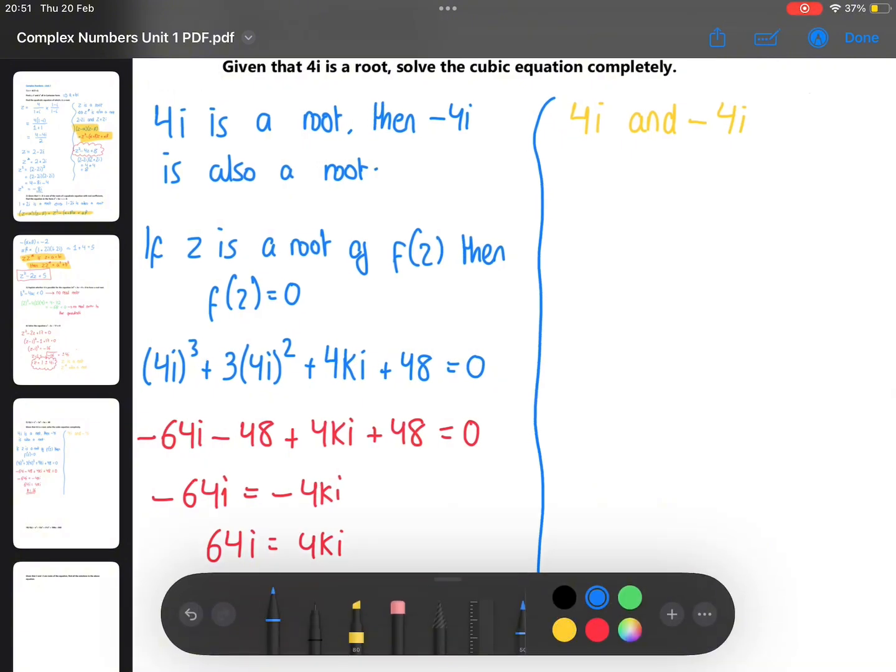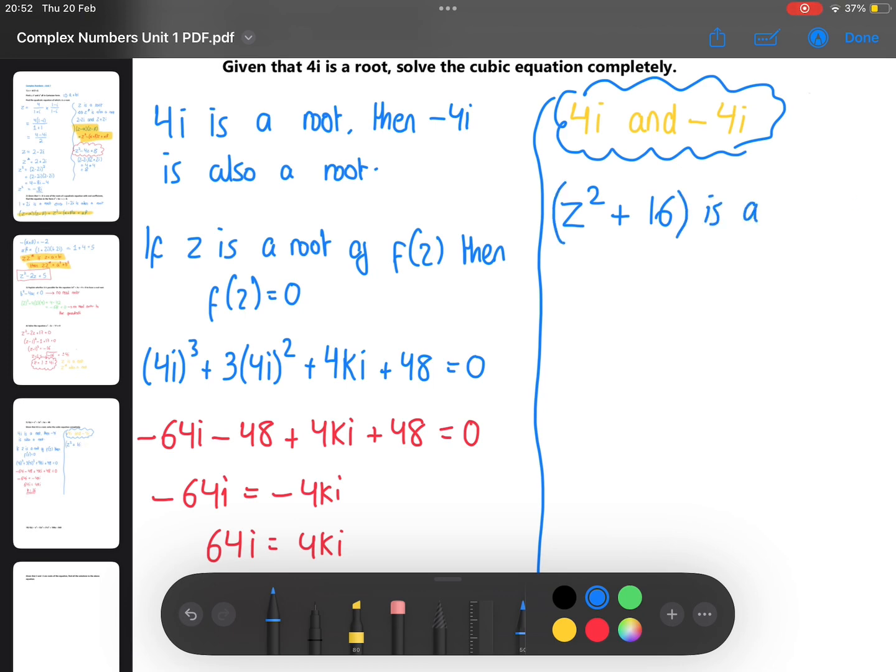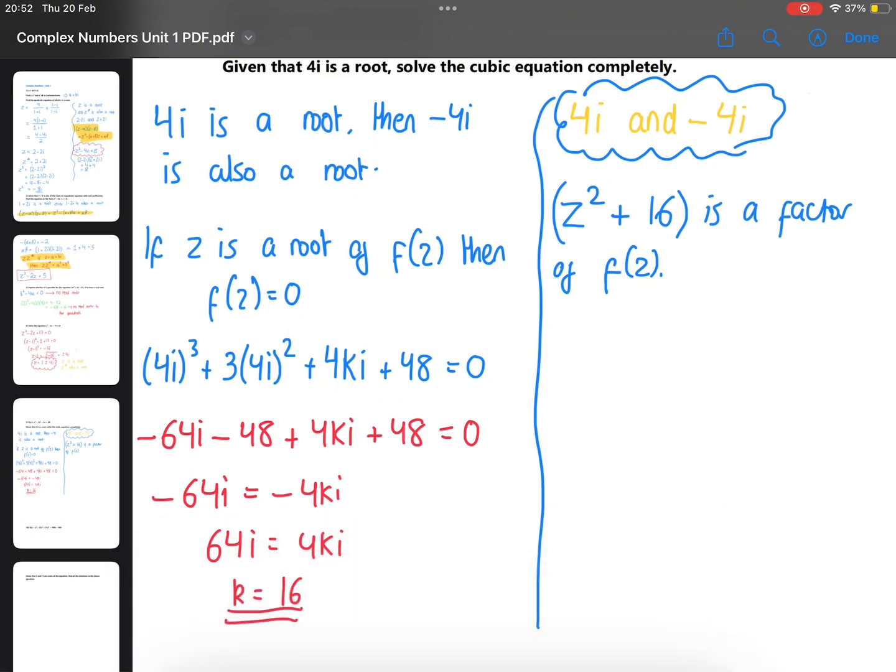So for 4i and minus 4i, same idea as before, the quadratic is going to be z squared plus 16. And this is a factor of f of z, and therefore we can use polynomial division to finish this off and identify the last factor.